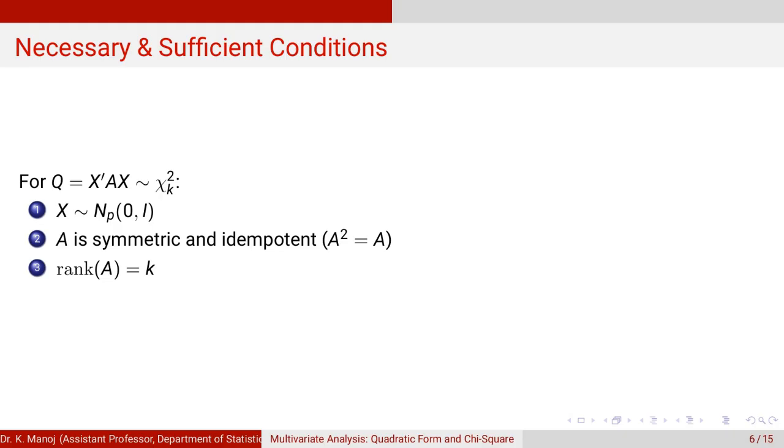For a quadratic form to be chi-square distributed, three conditions must hold. The random vector x follows a multivariate standard normal. The matrix A is symmetric and idempotent. The rank of A equals the degrees of freedom k.